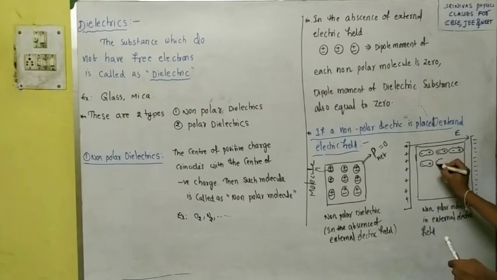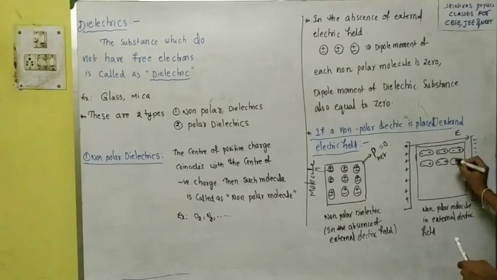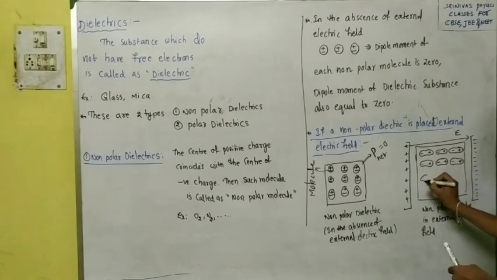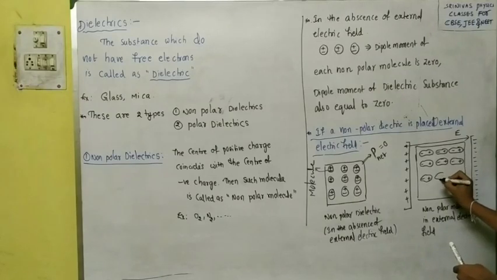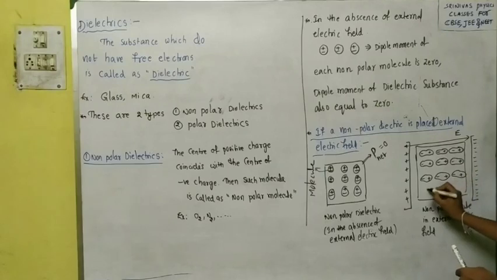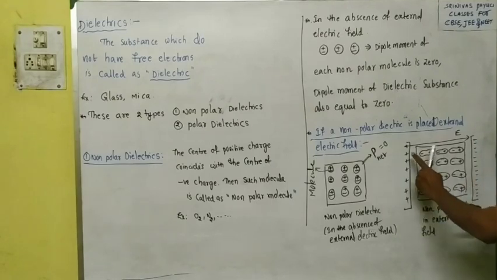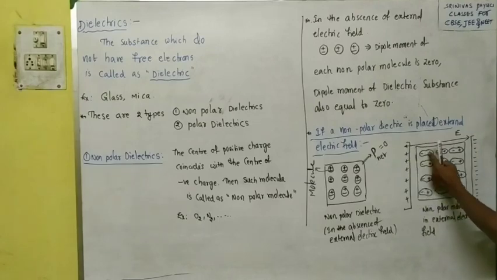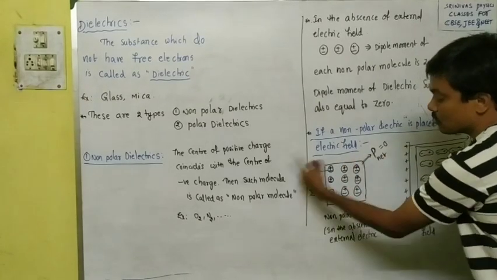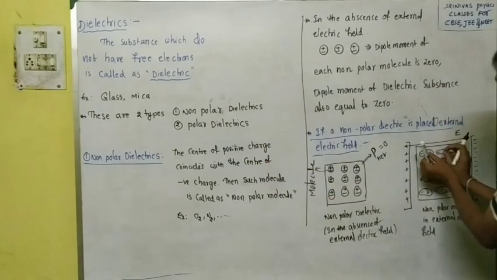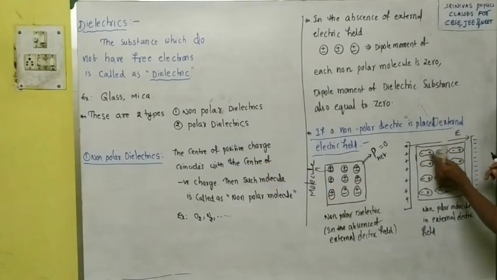Negative, positive. Okay, look at here. This positive plate repels the positive. That's why the positive will be displaced to this side. Positive will move this side and negative moves that side. Then there is some separation between the negative and positive.